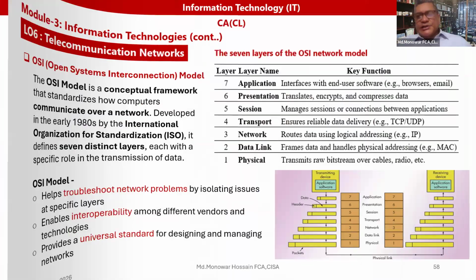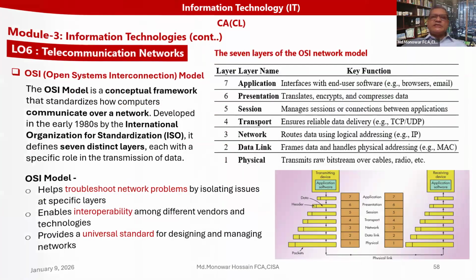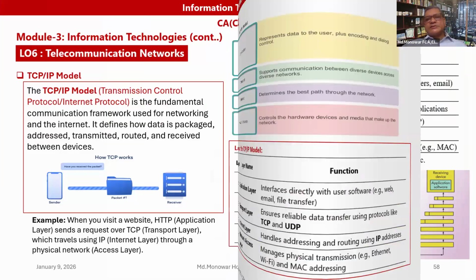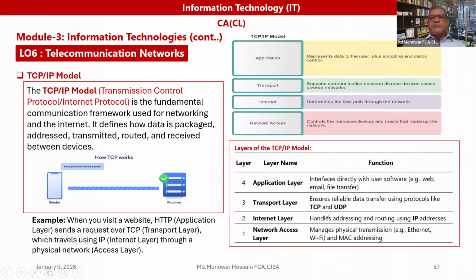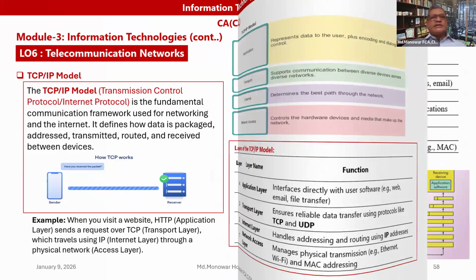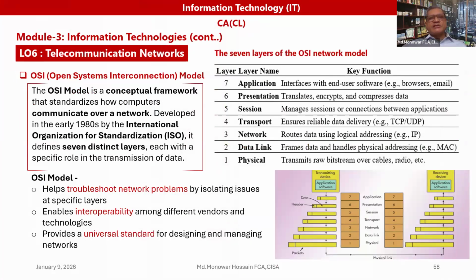Now the OSI model. We have seen the TCP/IP model, which has 4 layers. But OSI, that means Open System Interconnection, has 7 layers. So what are the 7 layers? Physical layer, data link layer, network layer, transport layer, session layer, presentation layer, application layer.